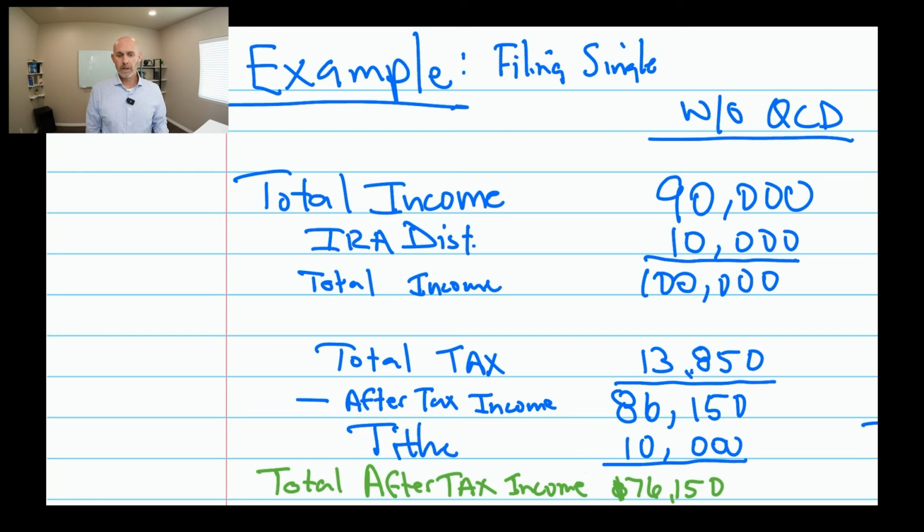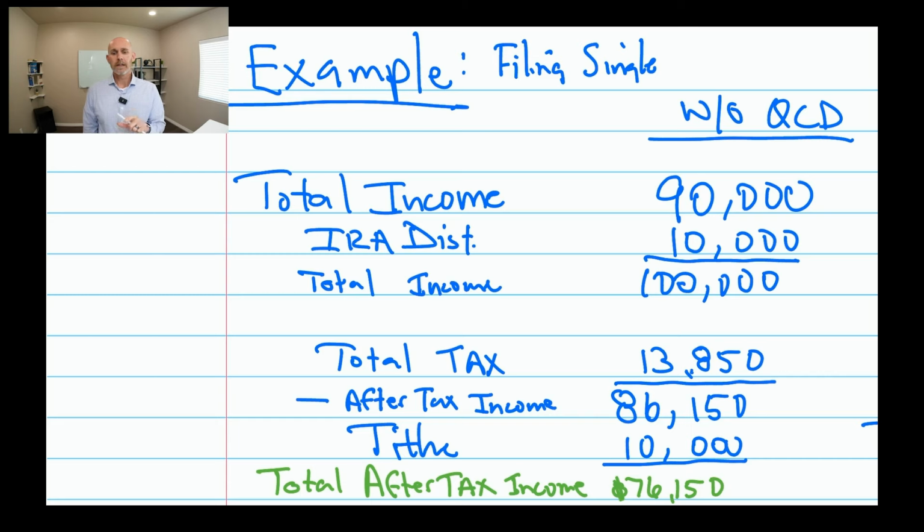$76,150. Now, when we look at this example, if you noticed something here, the amount that they're taking from their IRA is the same that they tithe. Now, this may not be the case for you, and if it is different, the math still works out. You may take more than that, your RMD may be more than that, but whatever the amount that you donate to charity or whatever your tithe amount is, you can utilize the QCD in this manner.